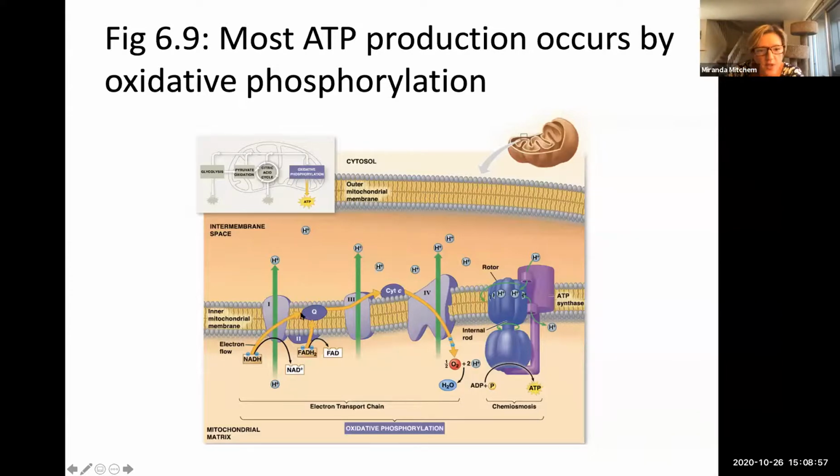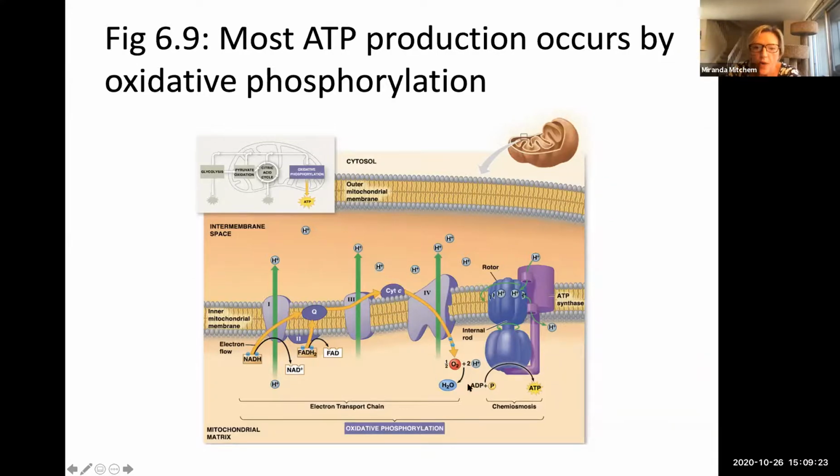So the protons go through each of these complexes, and then here's our descent to the terminal electron acceptor. 1/2 of O2 combines with 2 hydrogens, protons and electrons, right? The whole hydrogen, to make ATP.